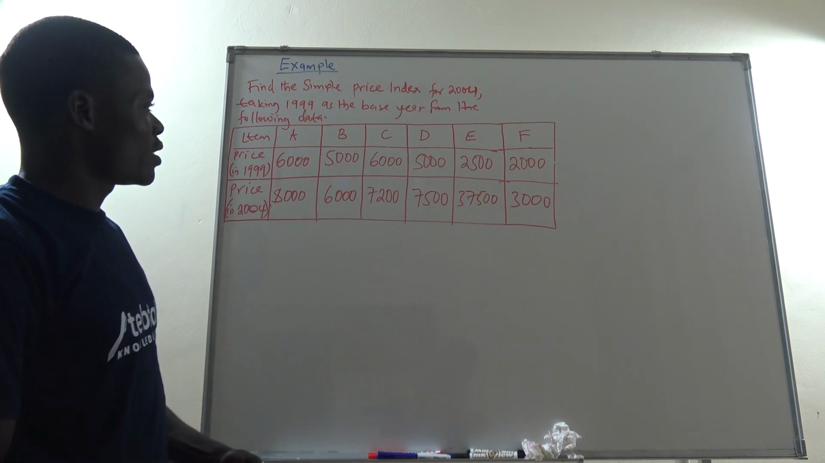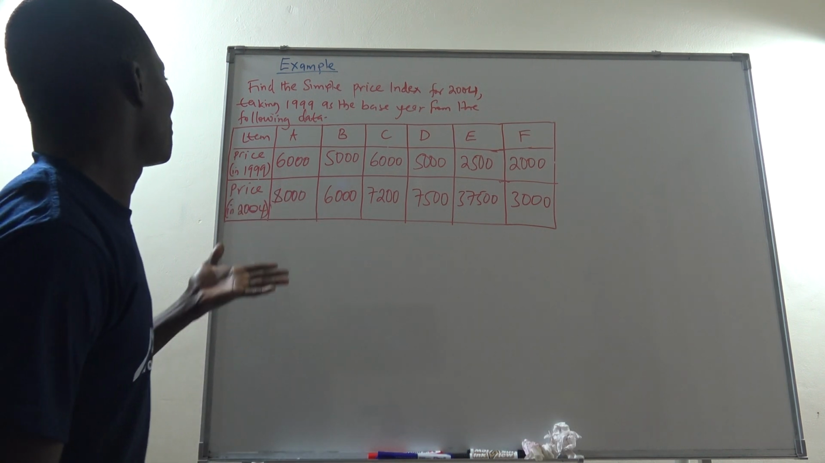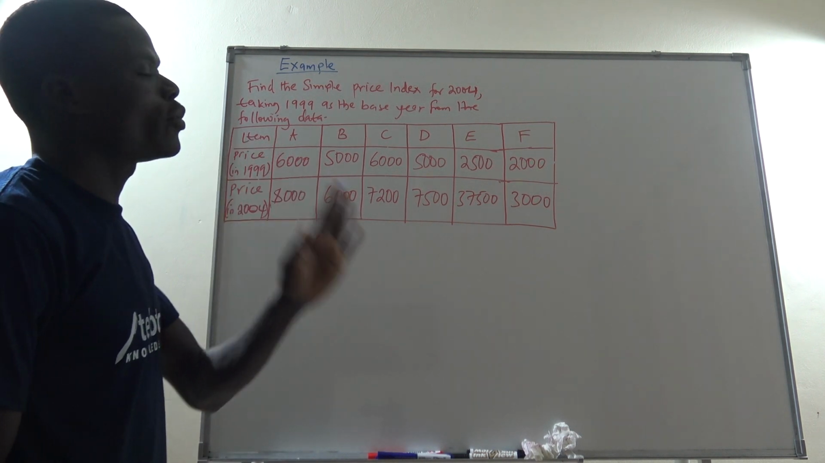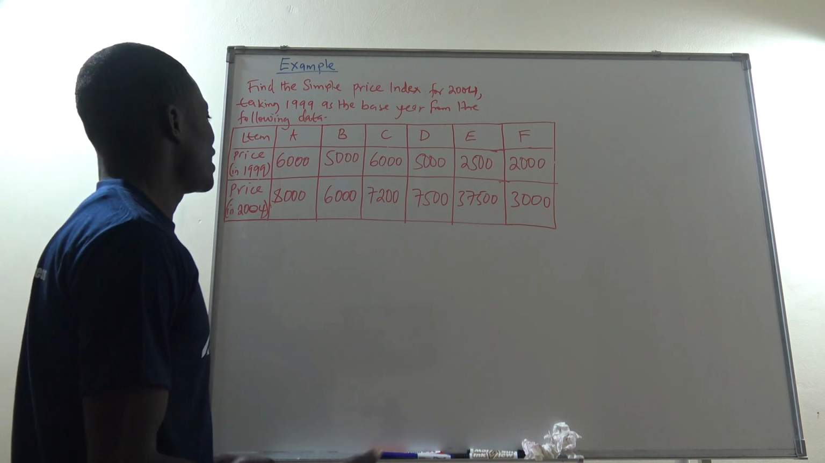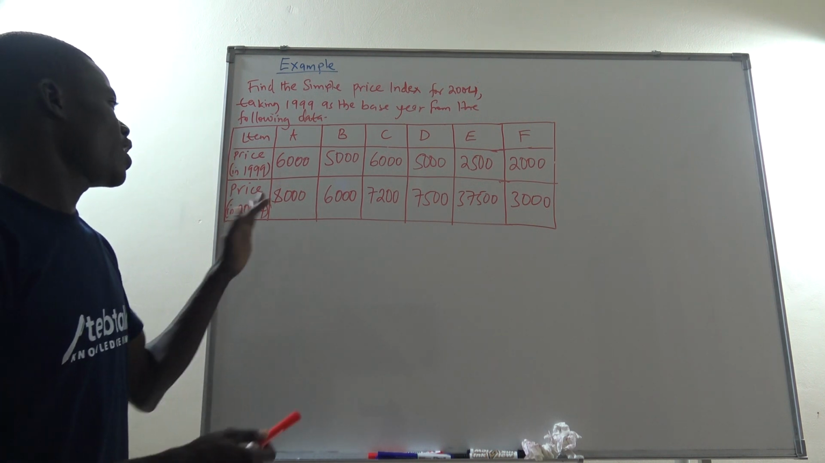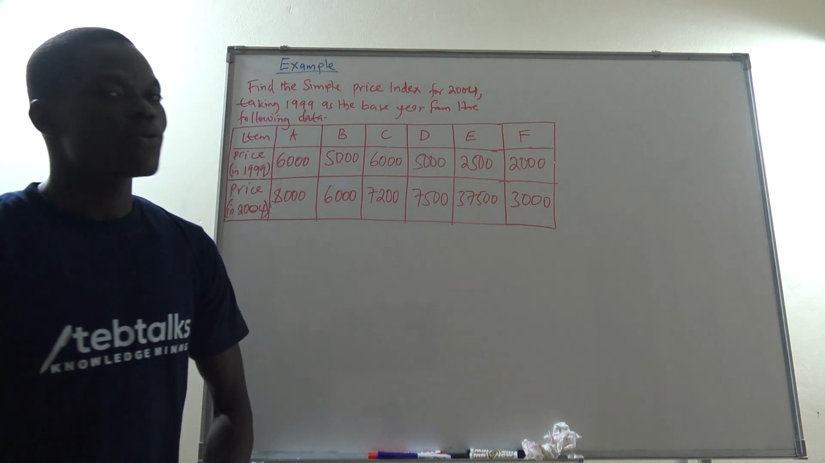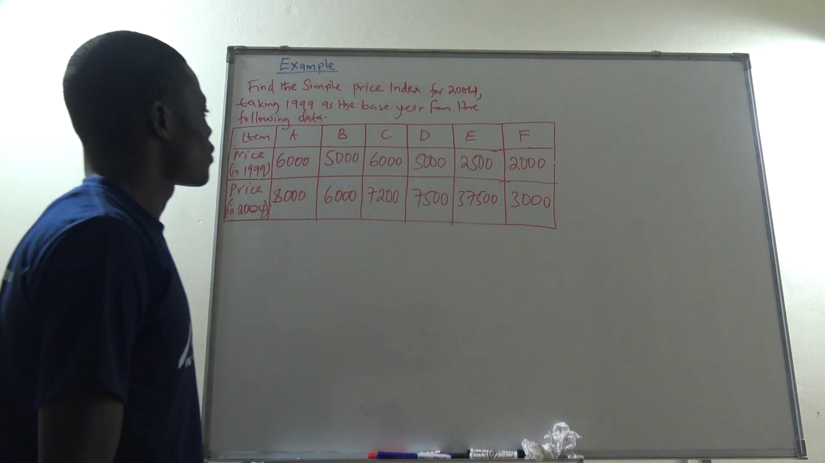In this example, we have been tasked to find a simple price index for 2004, taking 1999 as the base year from the following data. The data which they have given us has items from A up to F, then the price in 1999, and then the price in 2004. So the task is to get the simple price index.